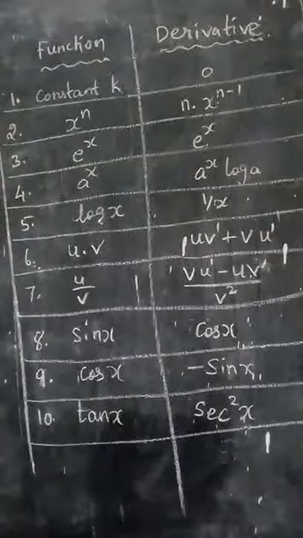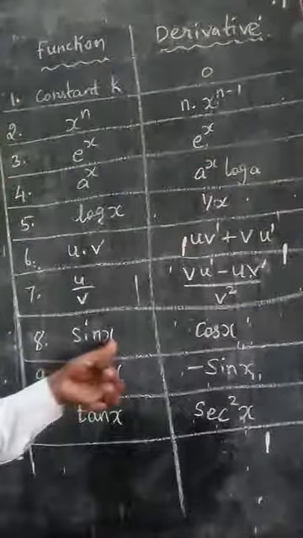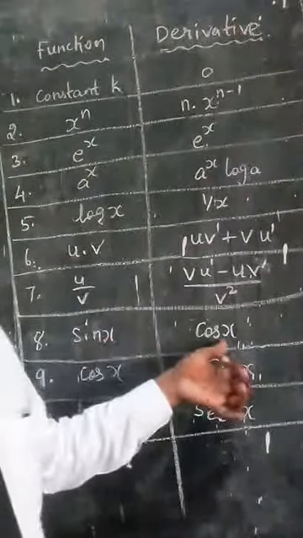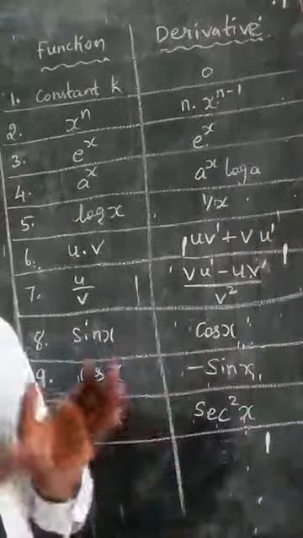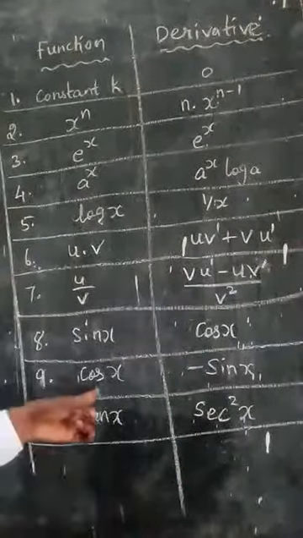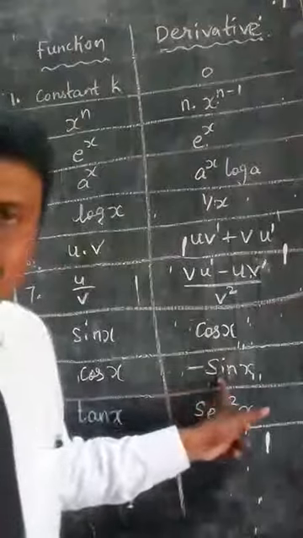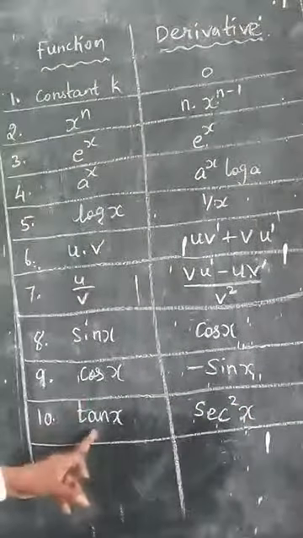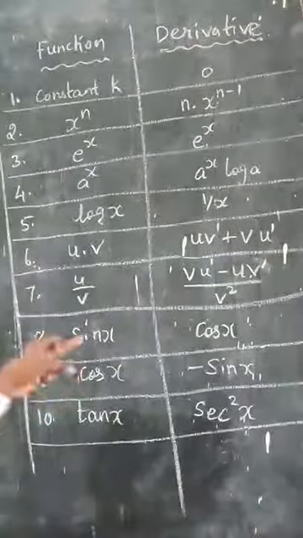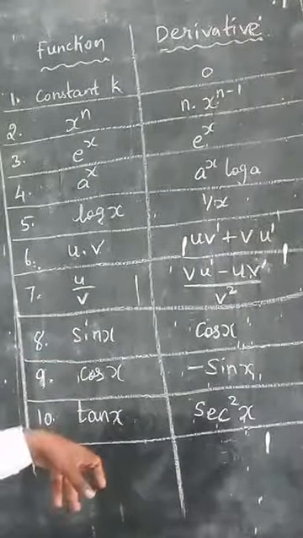Then trigonometric functions are given. sin x, when we calculate the rate of change of sin x, the answer will be cos x. If we differentiate sin x, the answer is cos x. When we differentiate cos x, the answer is minus sin x. And the differentiation of tan x, the answer is secant square x. So these three are nothing but differentiation of trigonometric functions.